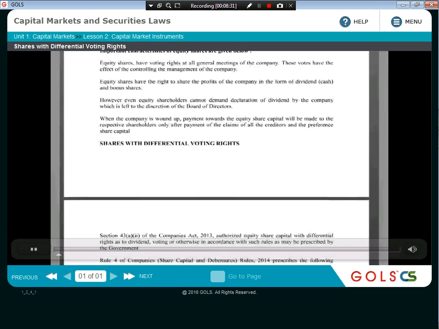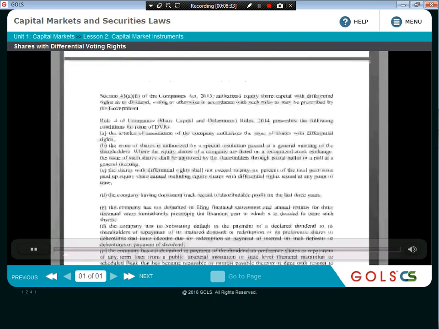Then we come to shares with differential voting rights. Differential voting rights means the rights regarding voting are different for different classes of equity shareholders. Say, for example, there is a certain batch of equity shares that a company has issued. At that time, what the company will say for persons who have subscribed to this issue.